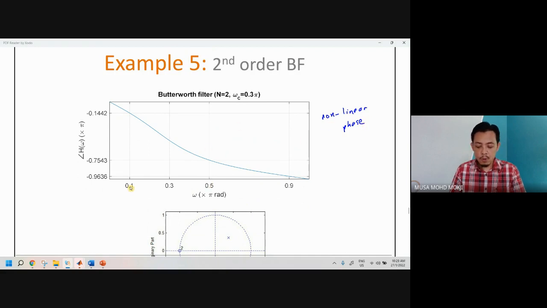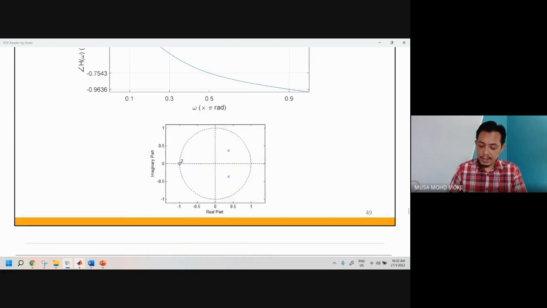So at 0.1 pi, we will have some delay here because the phase is not zero. So at the output, we should see some delay. At 0.5 pi, we have a delay also because the phase is not 0. Same thing at 0.9, the phase is not 0. So we'll see some delay.